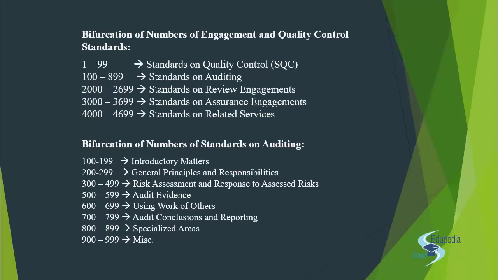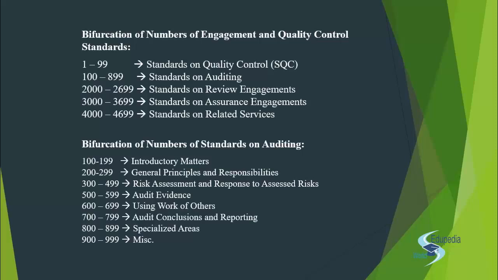Then you have the 300 to 499 series, that is risk assessment and response to the assessed risk. You have very limited standards over there, six: 300, 315, 320, 330, 402 and 450. You can see that is the difference: 300 to 499, it is not 300 to 399. So you have four standards in your 300 series and two in your 400 series. That is risk assessment and response to assessed risk.